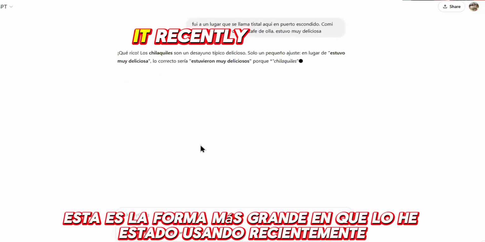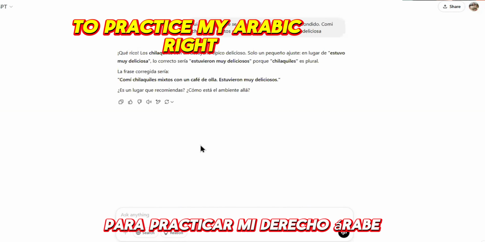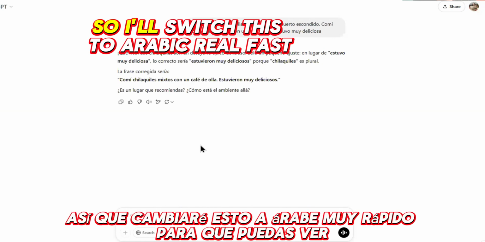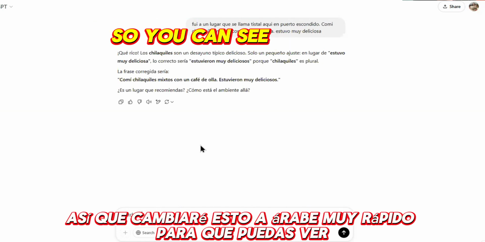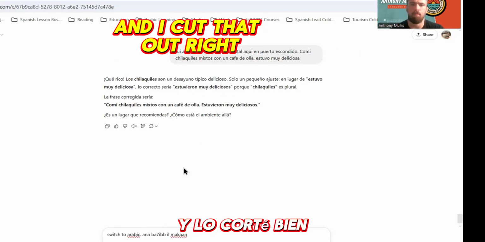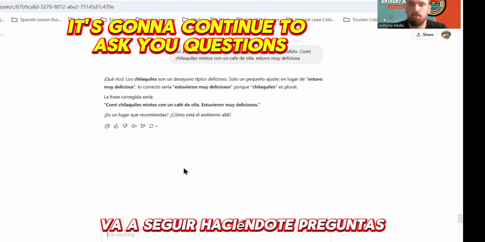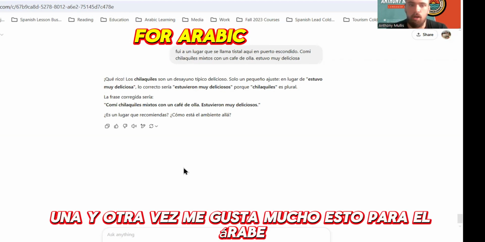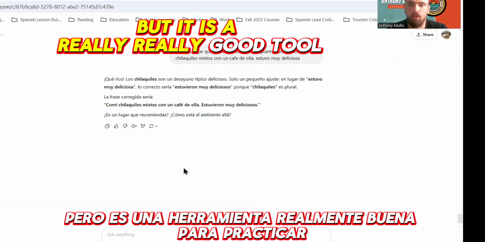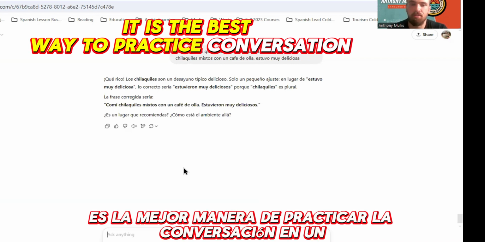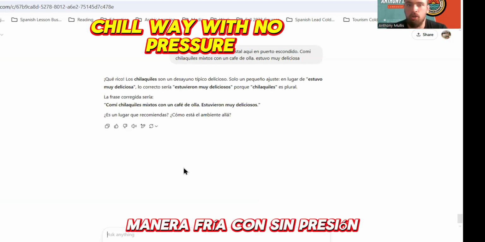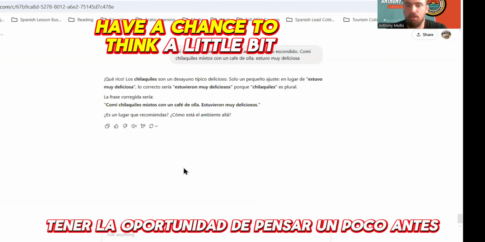This is the biggest way I've been using it recently to practice my Arabic, right? So I'll switch to Arabic real fast so you can see. It's going to continue to ask you questions over and over again. I really like this for Arabic. My Arabic is not at the level to give recommendations at the moment, but it is a really, really good tool to practice. It is the best way to practice conversation in a chill way with no pressure and be able to have a chance to think a little bit before.